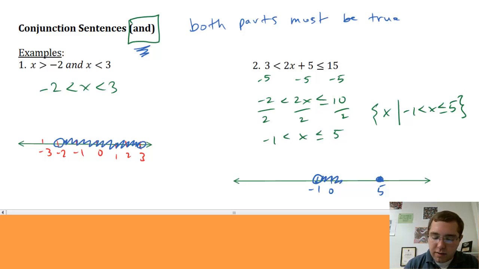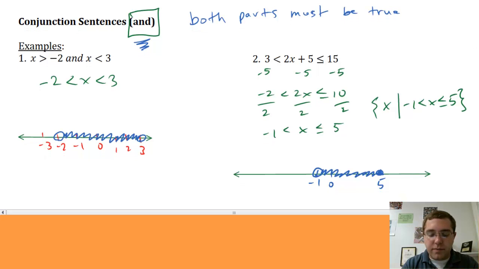And then I'm stuck in the middle. X is anything in between. Is it just 0, 1, 2, 3, and 4? No. It's those and an infinite number of other numbers that are between those integers. So we have to remember that we've got all of those fractions and decimals in there as well.